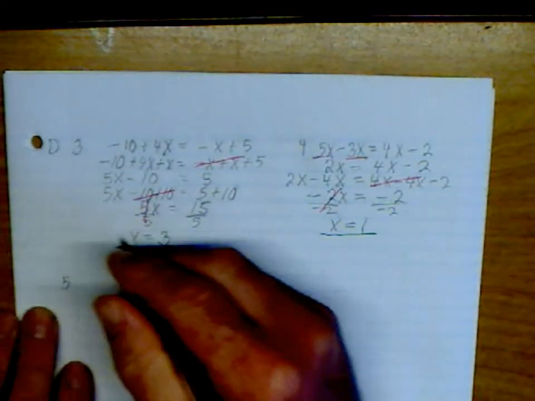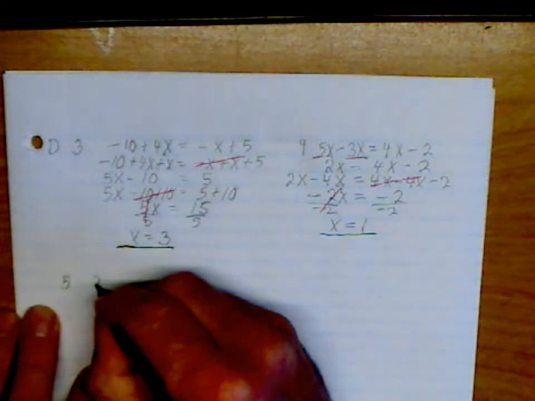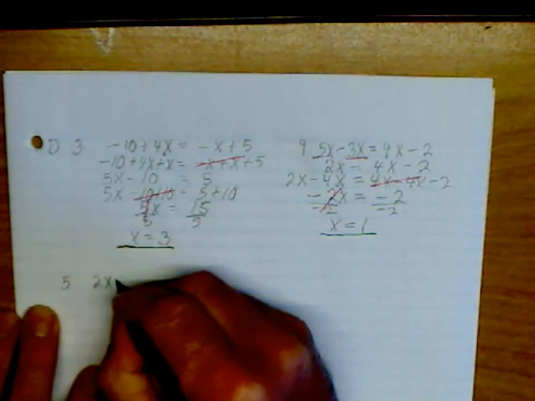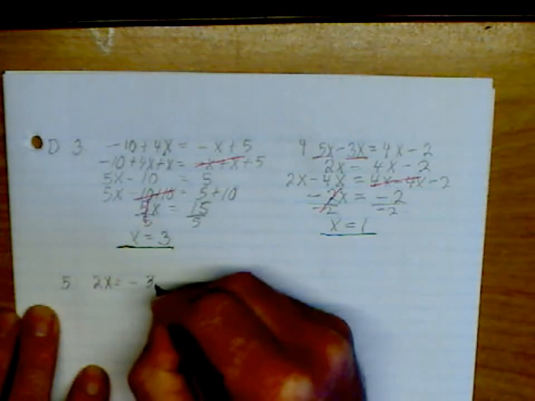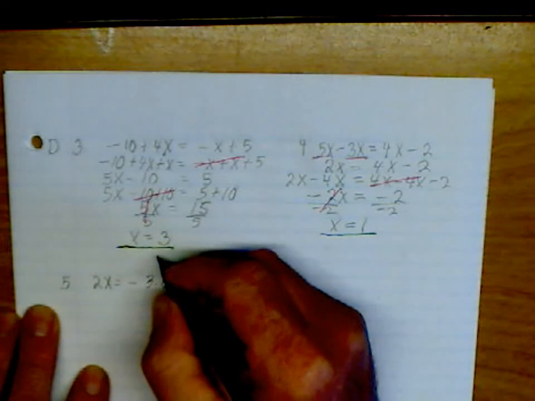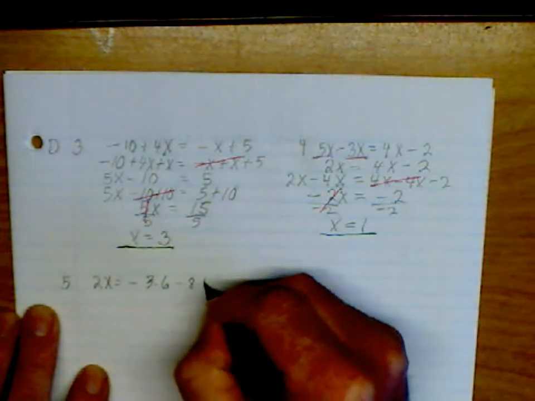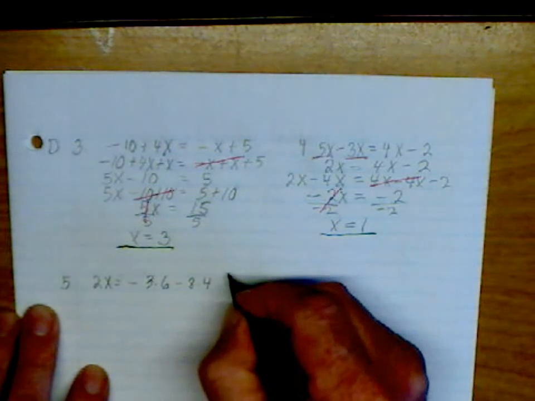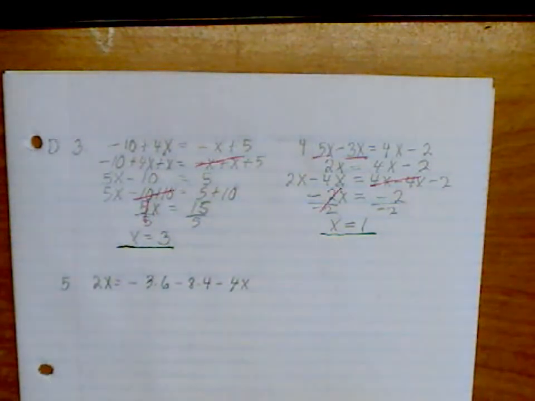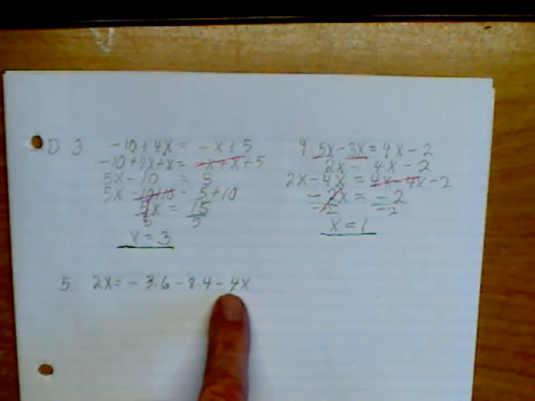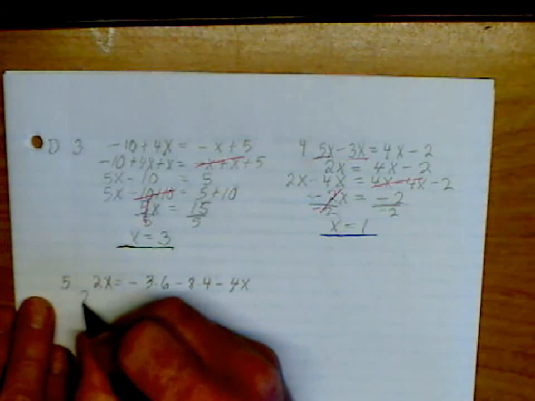Number 5. 2x is equal to negative 3.6 minus 8.4 minus 4x. So I'm going to clear this one up first by adding 4x to both sides.